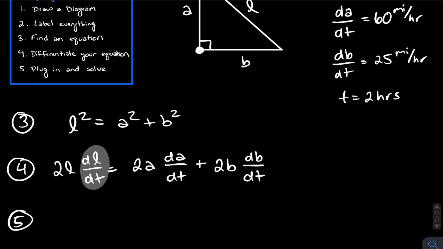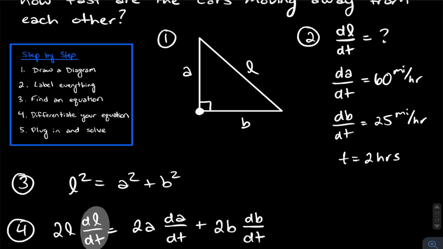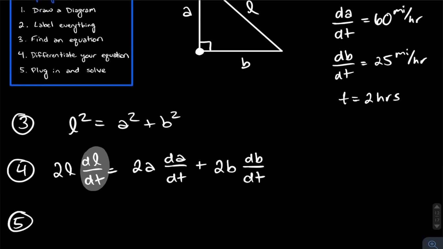Okay, do we have what L is? No, we don't. We don't have what L is. We do have dA/dt, we do have dB/dt, but we don't have anything here. We don't have any of those quantities. Right? We don't have L, A, or B. So we need to find those, or else we can't solve for dL/dt. Okay? Then you may be wondering, how do we do that? Well, we use the time that we were given.